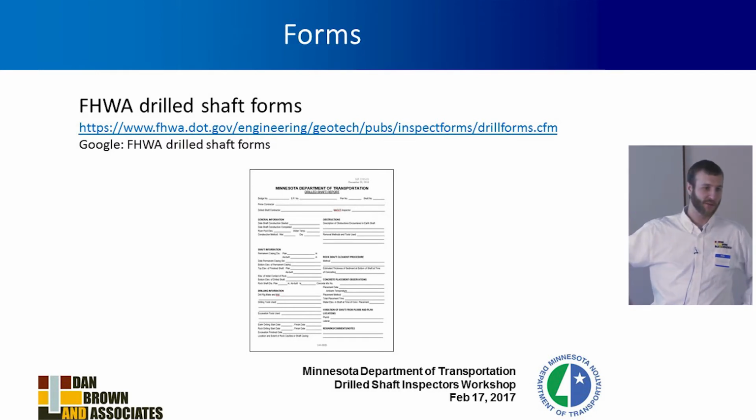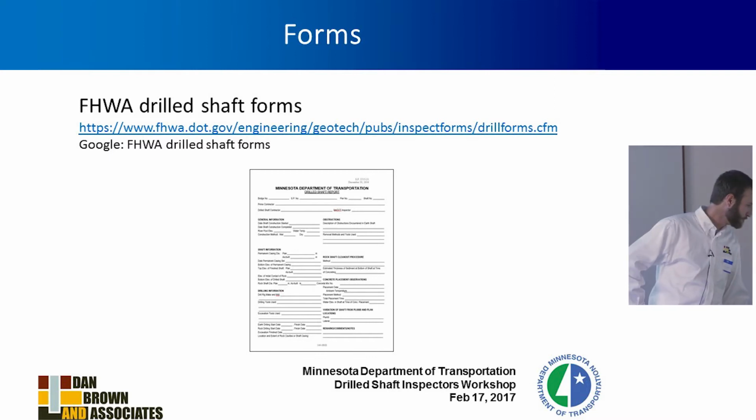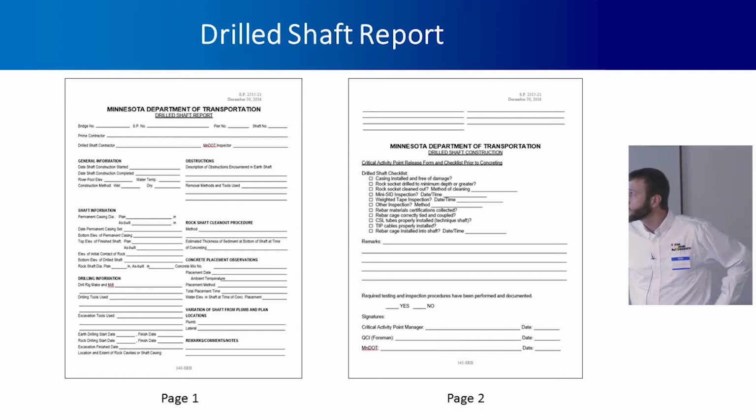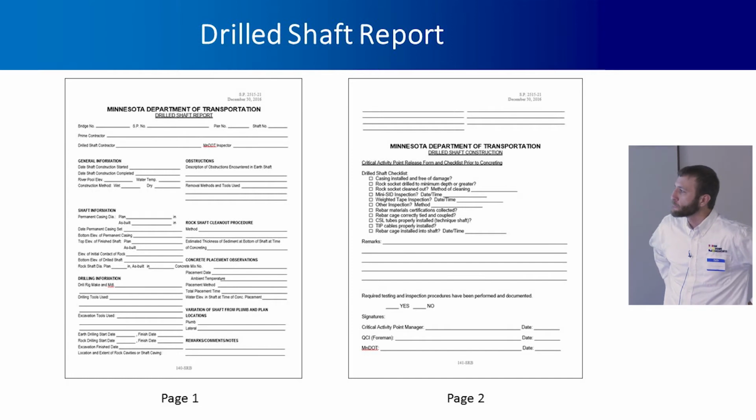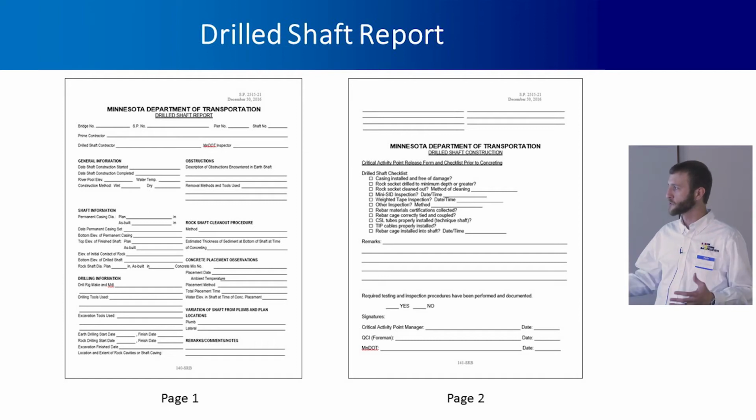If you just Google FHWA drilled shaft forms, they've got about 15 or so different forms for different aspects of drilled shaft construction. So this is a form out of the special provisions that the contractor is required to fill out. But I would just encourage you as the inspector to make sure that you're independently documenting all this information, either filling out your own copy of this form or making sure that all this information is documented somewhere in your notes.